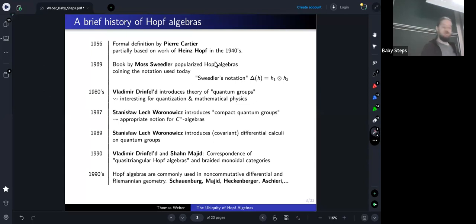And then from the 1990s on, Hopf algebras are commonly used in quantum differential and Riemannian geometry. And I just list some of the players here, but there are many, many more. Let me also say that all of this history is very biased. I'm leaving out many things. I basically just list the names and papers that are important to me. That's why this is very biased. You shouldn't take it too seriously.